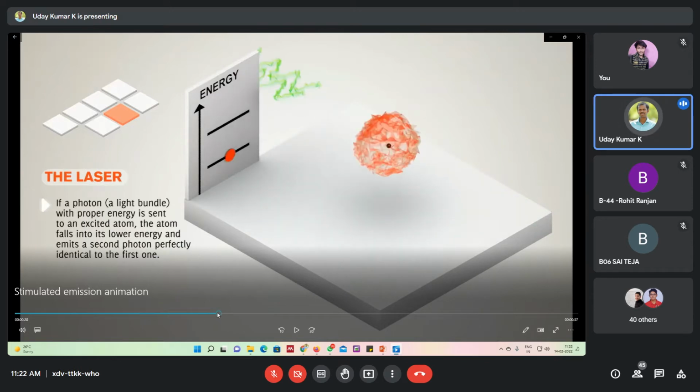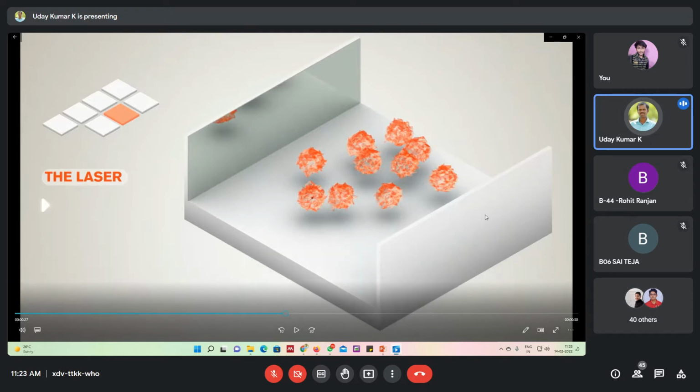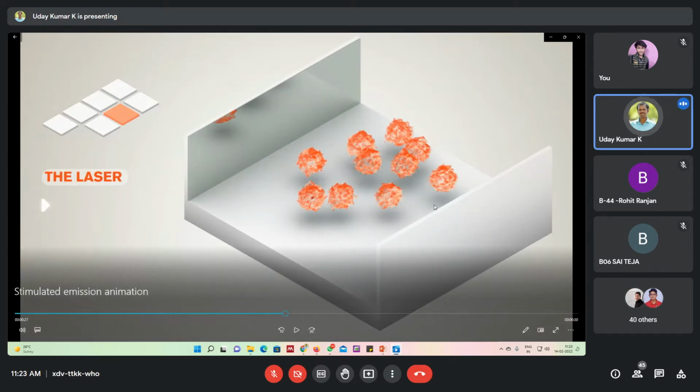If you make the same thing happen to multiple atoms, it's not one atom. As I said, there will be 10 to the power of 23, Avogadro number, of atoms. If each atom behaves the same way, then these two walls are called a resonator. I'll explain why these two walls are very important, because when you want to produce laser light, there are essential components you need to have. One of them is the resonator, which means these two walls are basically mirrors. One will be completely reflecting, and the other will be partially reflecting.